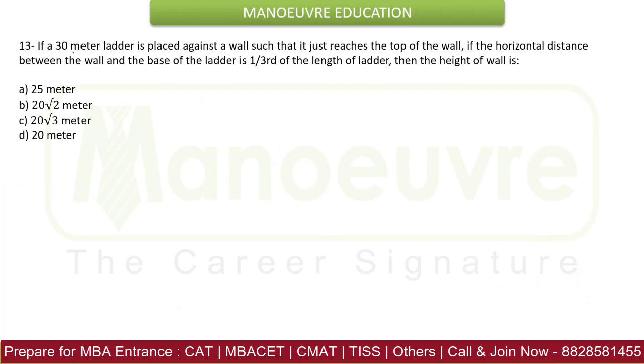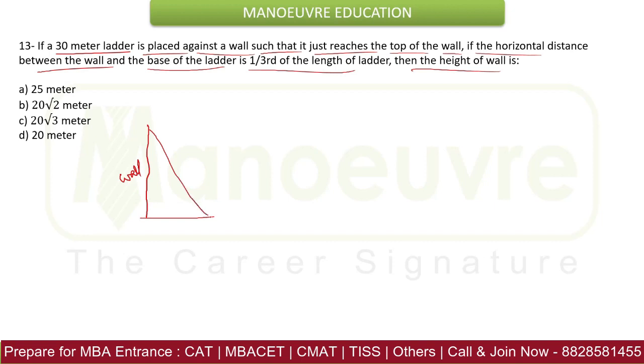The next one. If a 30-meter ladder is placed against a wall such that it just reaches the top of the wall, if the horizontal distance between the wall and the base of the ladder is 1/3 of the length of the ladder, then the height of the wall is, okay, fine. Now see, if this is the wall, and this is the distance between, and this is the ladder, the length of the ladder they have given is 30 meter, and this distance is 1/3, so that will be 10 meter.